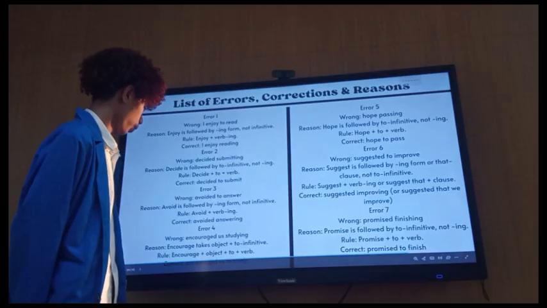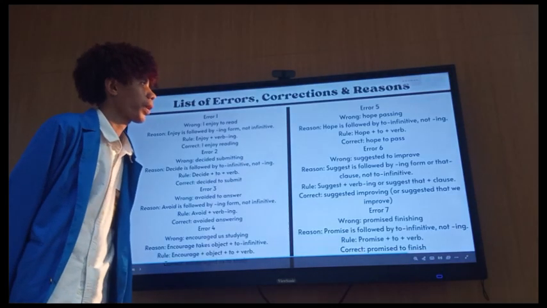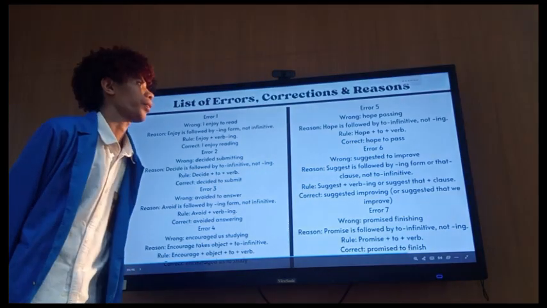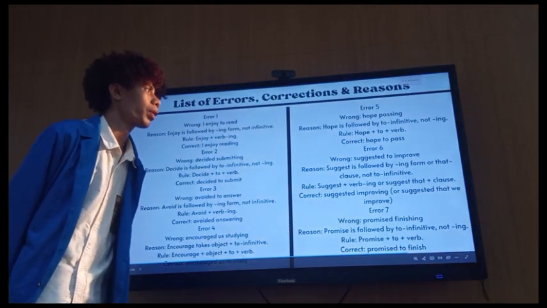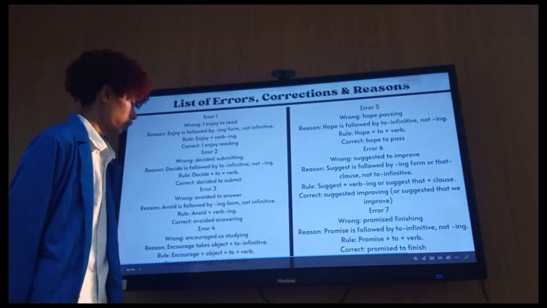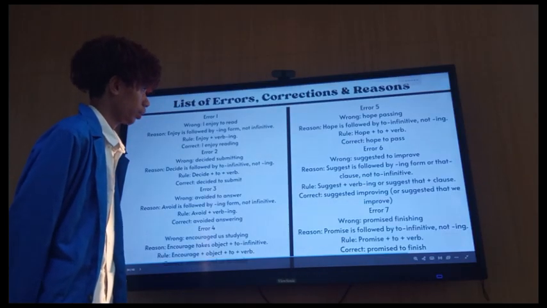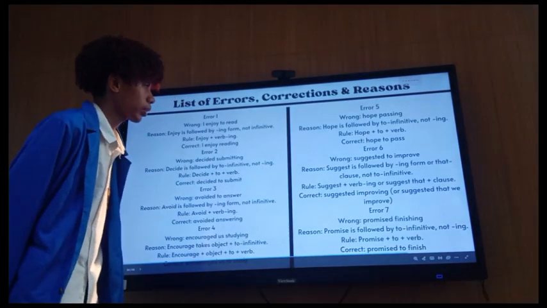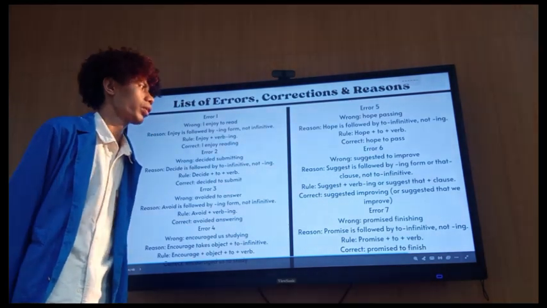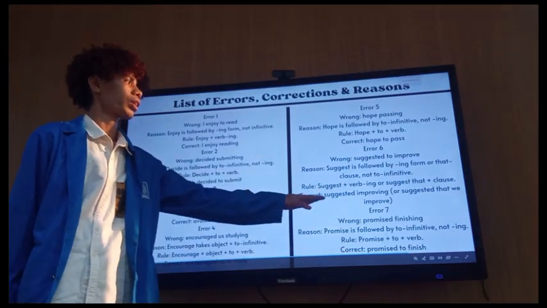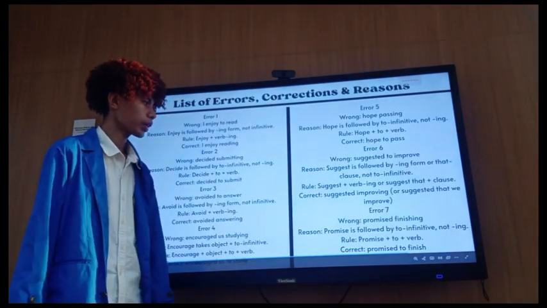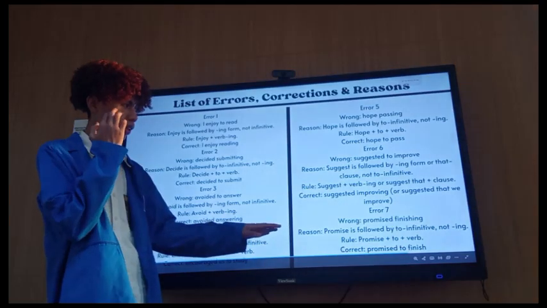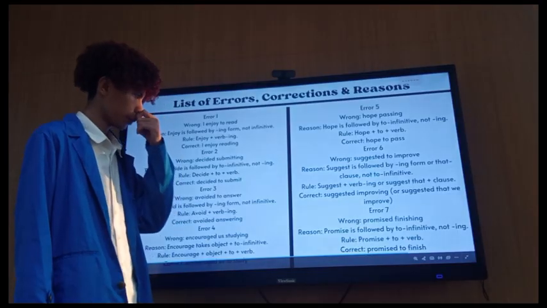Error 5. Wrong: "hope passing." Reason: "hope" is followed by a to-infinitive, not -ing. Rule: hope plus to plus verb. Correct: "hope to pass." Error 6. Wrong: "suggests to improve." Reason: "suggest" is followed by verb-ing or a that-clause, not a to-infinitive. Rule: suggest plus verb-ing, or suggest that clause. Correct: "suggest improving" or "suggests that we improve."